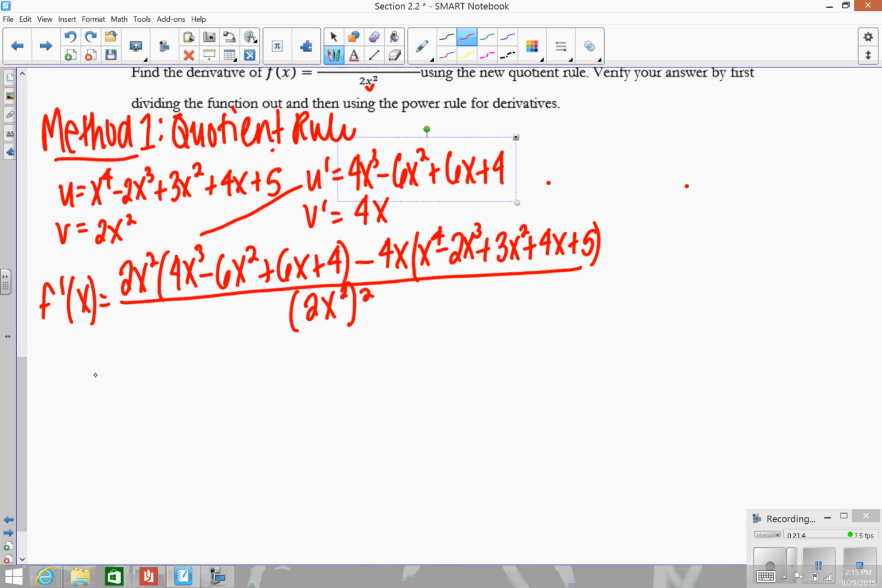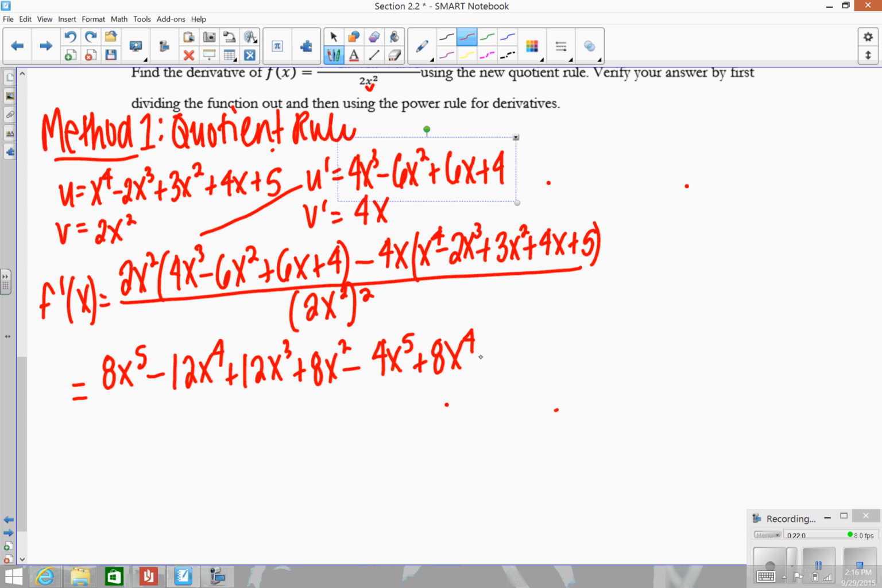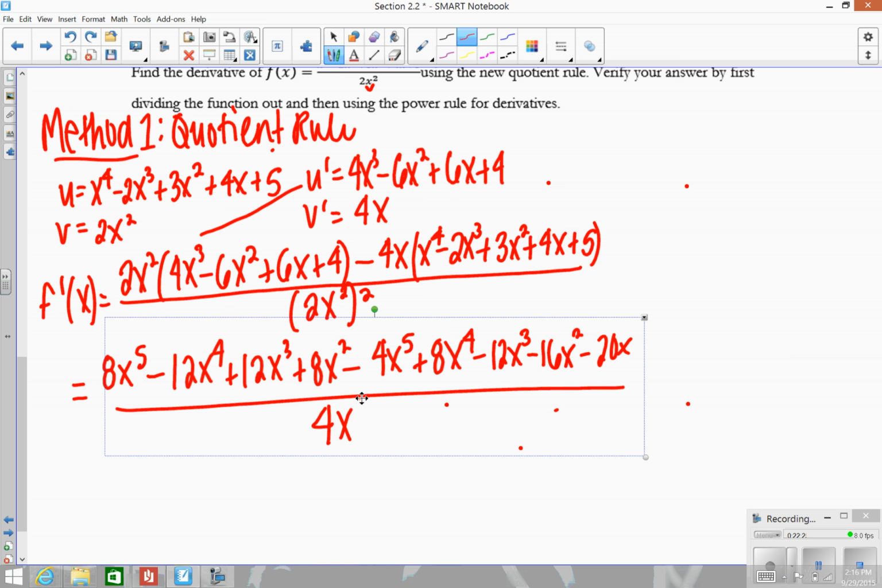So now when I go ahead and simplify this, I'm going to distribute that 2x squared through. So it's going to be 8x to the fifth minus 12x to the fourth, because I'm adding those exponents, plus 12x to the third plus 8x squared minus 4x to the fifth plus 8x to the fourth minus 12x to the third minus 16x squared minus 20x, all over this whole thing squared, which is going to be 4x to the fourth.